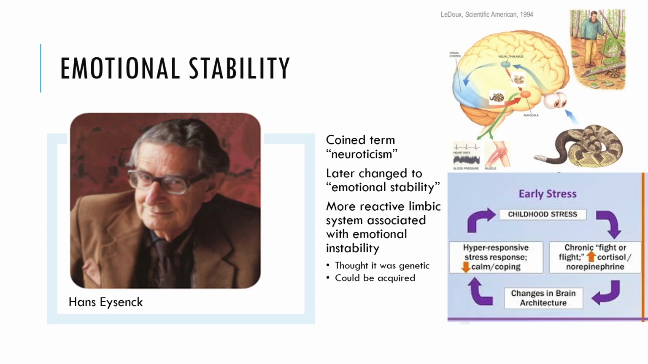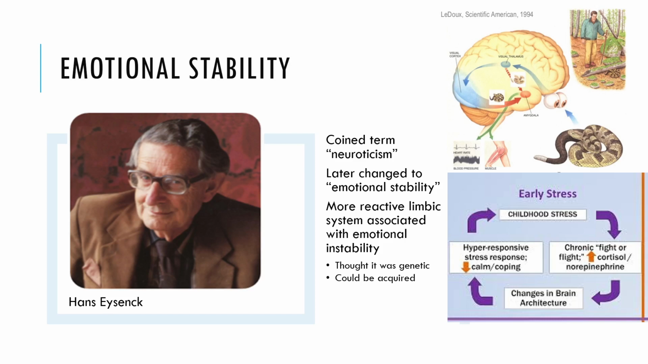It could be the death of a family member. It could be being in a car accident. It could be being victimized sexually or physically. Any really intense childhood stressors. That can cause the child to develop a chronic fight or flight response, and they will experience higher levels of cortisol. And norepinephrine is that neurotransmitter that gets you ready for fight or flight.